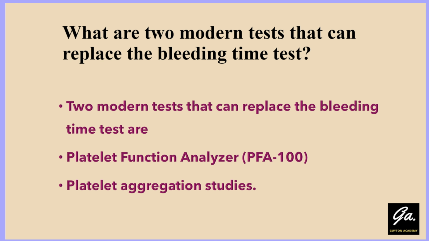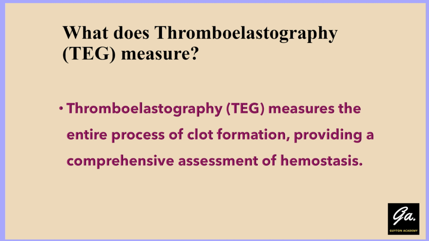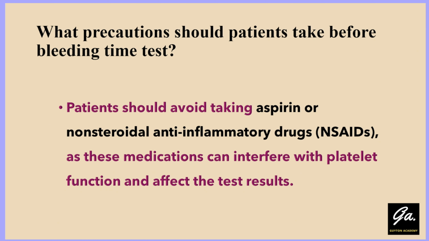What are two modern tests that can replace the bleeding time test? Two modern tests that can replace the bleeding time test are the platelet function analyzer and platelet aggregation studies. What does thromboelastography measure? Thromboelastography measures the entire process of clot formation, providing a comprehensive assessment of hemostasis.